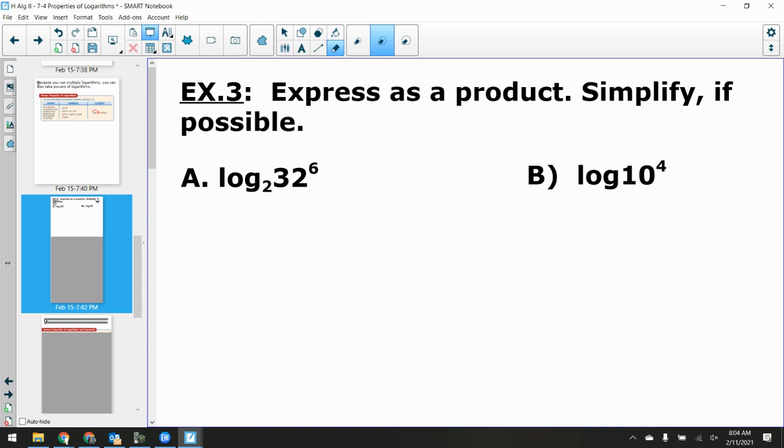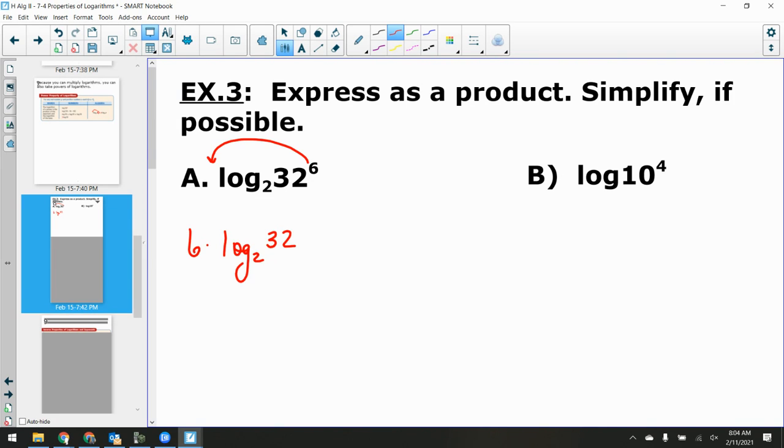Try these couple. Log base 2 of 32 to the 6th power. Now, you might be thinking, well, okay, take 32 to the 6th power? Yikes, right? I can't evaluate that without a calculator. But I can if I use the power rule. What does that mean? That means I can take this 6 and bring it around front and multiply it. So 6 times log base 2 of 32.